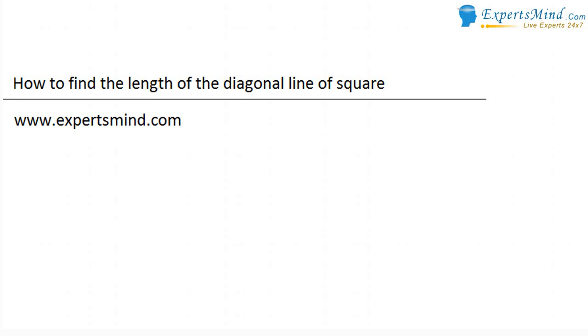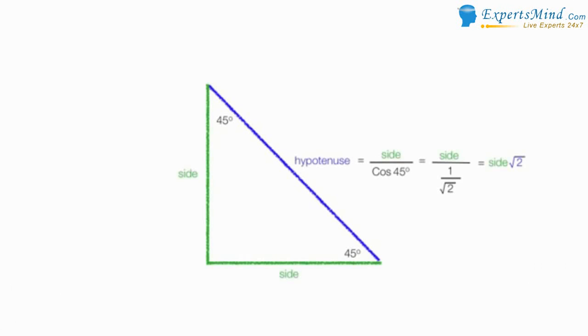In this tutorial, I'm going to show you how to find the length of a diagonal line of a square using some trigonometry. I'm going to walk you through this step, and I'll show you how the length of a diagonal line of a square is the hypotenuse of a 45-degree triangle. I'm going to draw in a square of 4 equal sides.